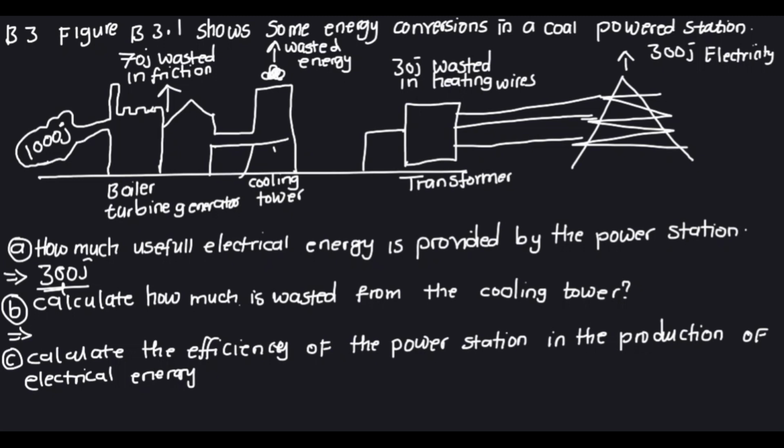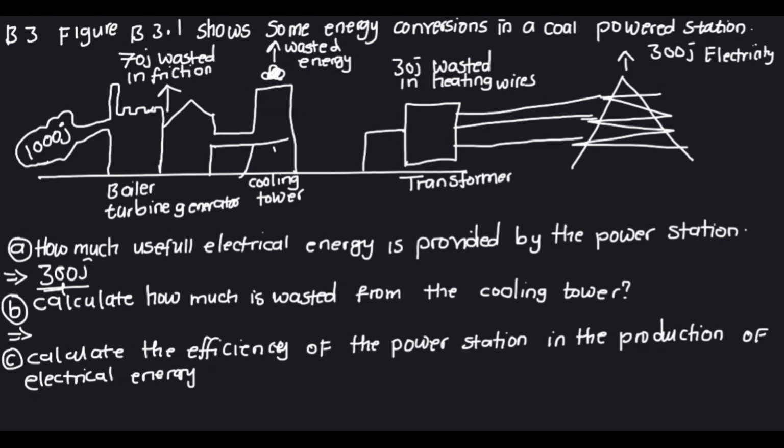Calculate how much is wasted from the cooling tower. Okay, now let's look at what we have here. The total amount of energy that was put into this system was 1000 joules. Then from that 1000 joules, 300 was produced as the output. This means that if we subtract 300 from 1000, the 700 joules was wasted. If 700 was wasted, how much of that 700 was wasted at the cooling tower?